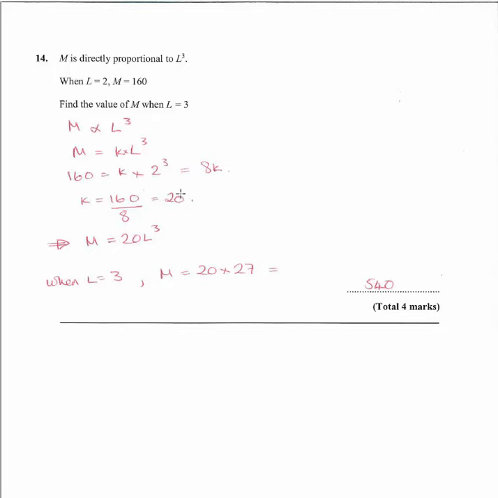So now we know exactly what the connection is between those two letters. We know that m is equal to 20 L cubed. It used to be k, and we just worked out what k is, 20. So m is 20 L cubed. Okay, so if L was 3, m would be 20 times 3 cubed. 3 cubed is 27. 20 times 27, 240.